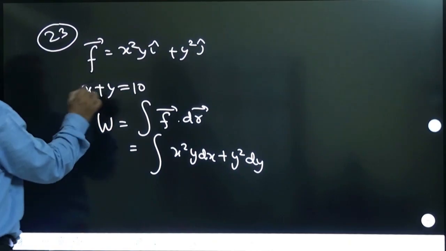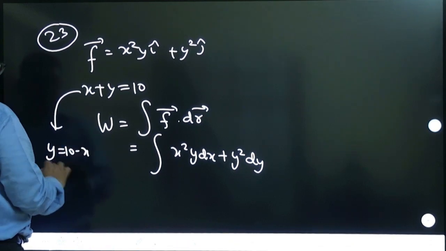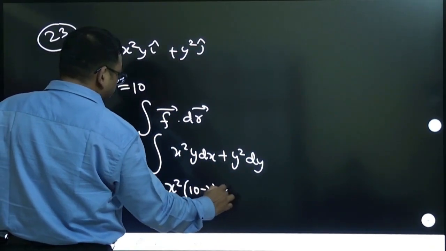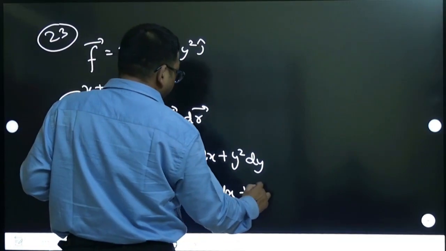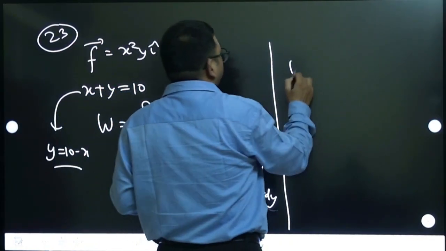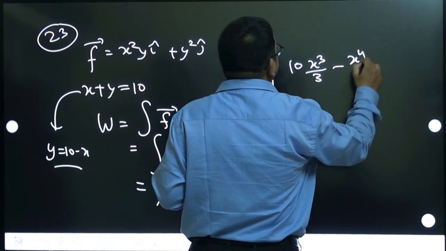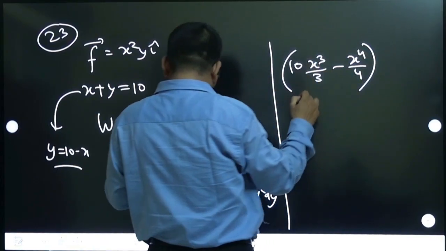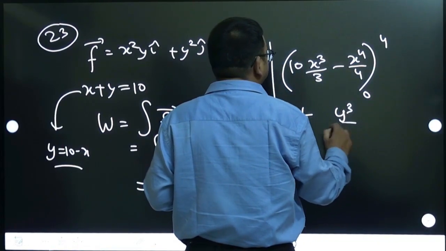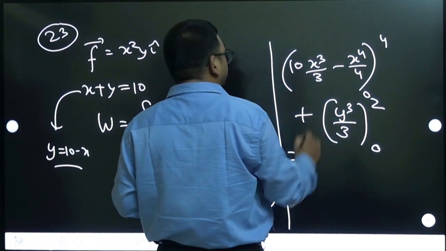Also note that the path is given, so you can try to transform it. y can be written as tan minus x, so you can break this as x square times tan minus x dx, and this is anyway y square dy. Do this integration. So the integration of x square times tan gives x cube by 3 minus x to the 4 by 4, where x is going from 0 to 4, plus y square integrates to y cube by 3, where y is going from 0 to 2.